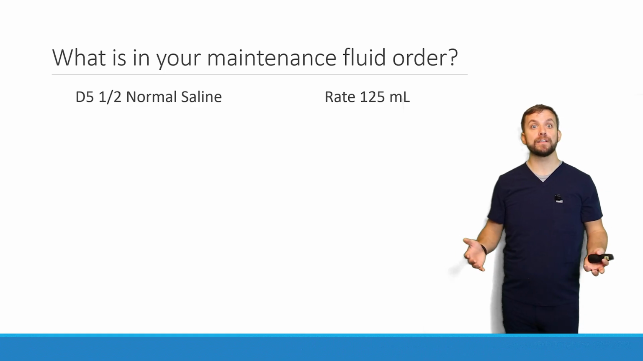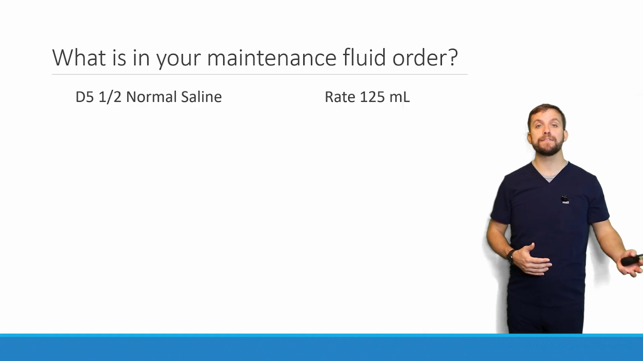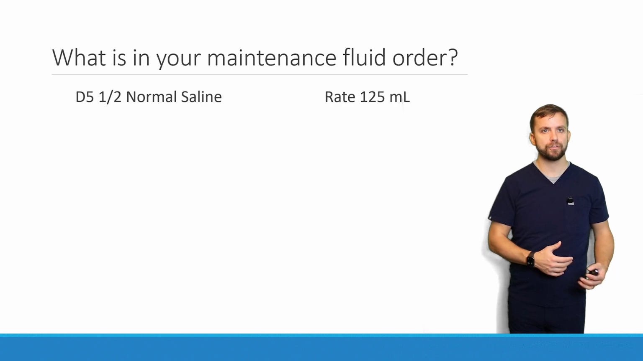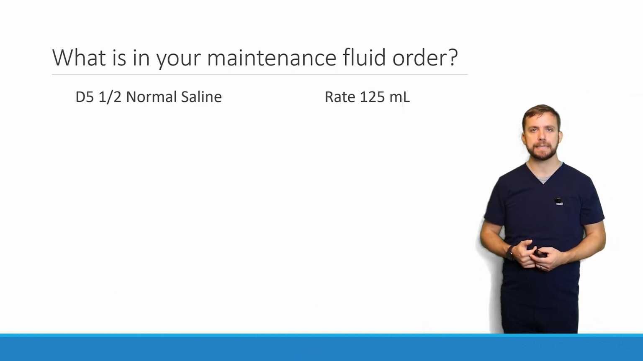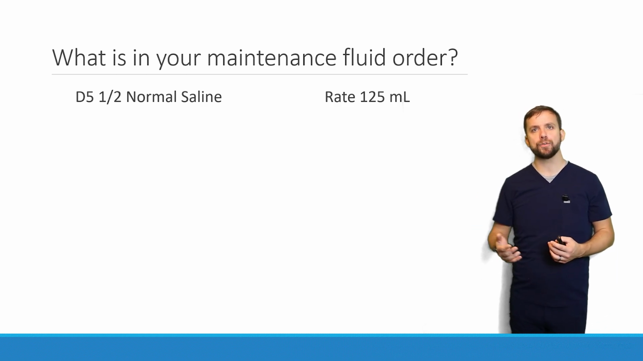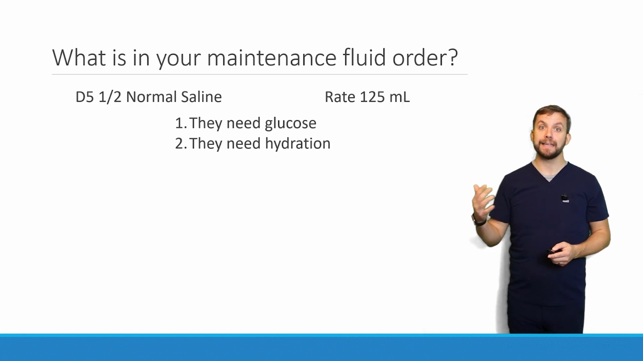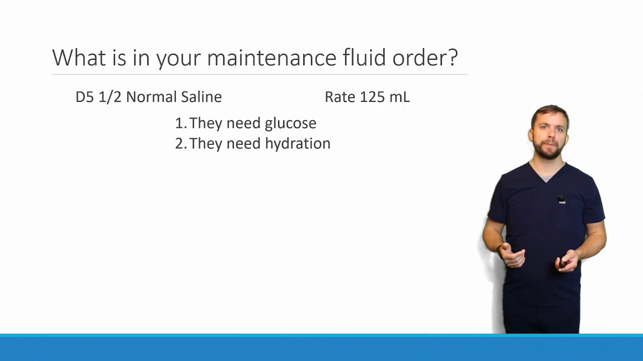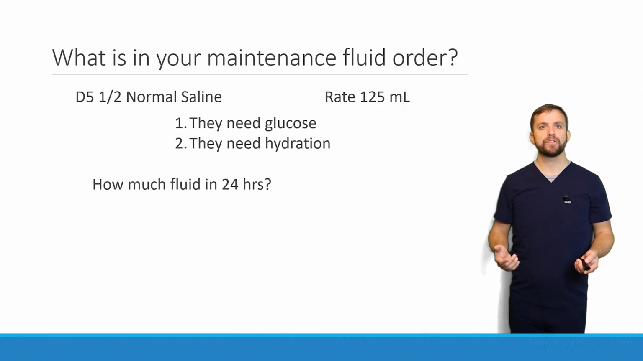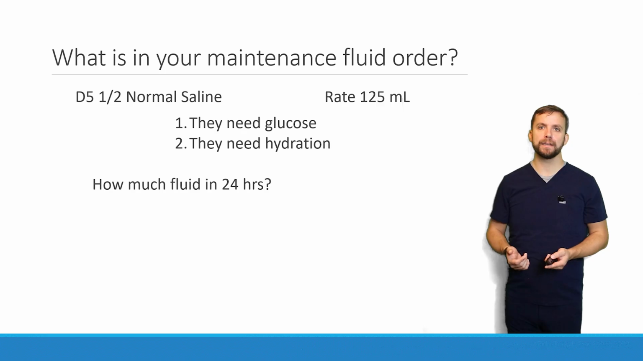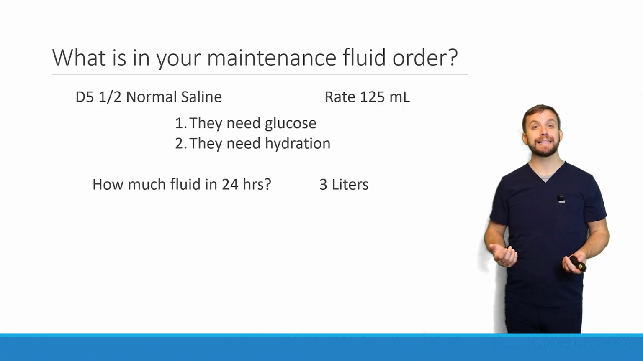Let's look at a maintenance order. So let's say you decided to order D5 half normal saline because you wanted the dextrose, and you wanted the half normal saline because it's hypotonic, and you decided to do it at a rate of 125 milliliters an hour. You decide they need glucose, they need hydration, they're NPO. How much fluid is that in 24 hours? Well, 125 milliliters over 24 hours is 3 liters of fluid.